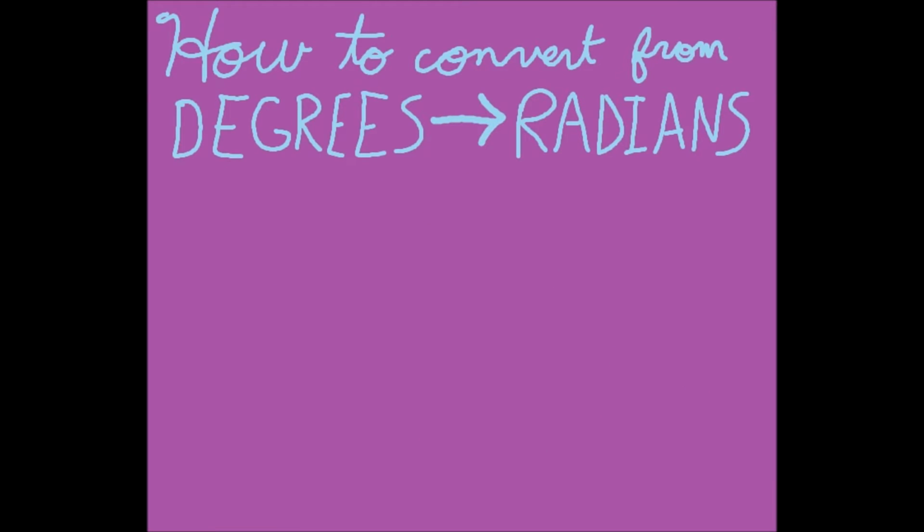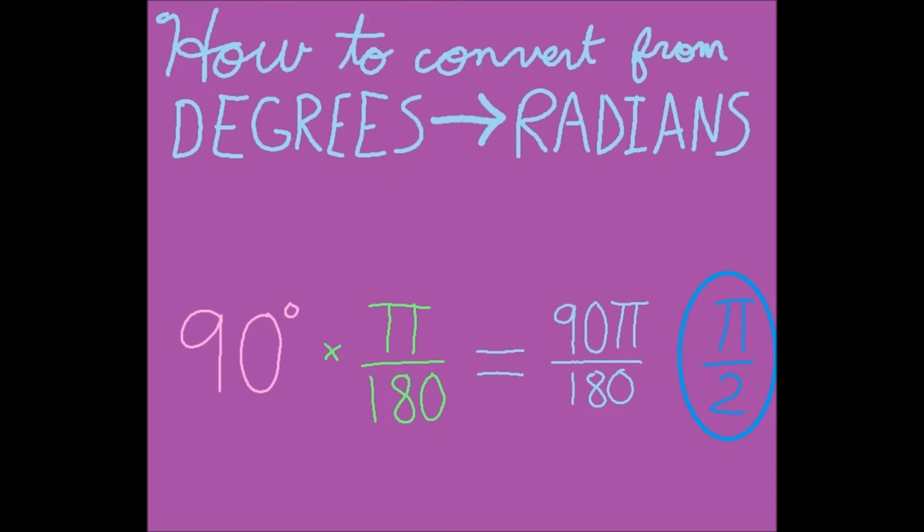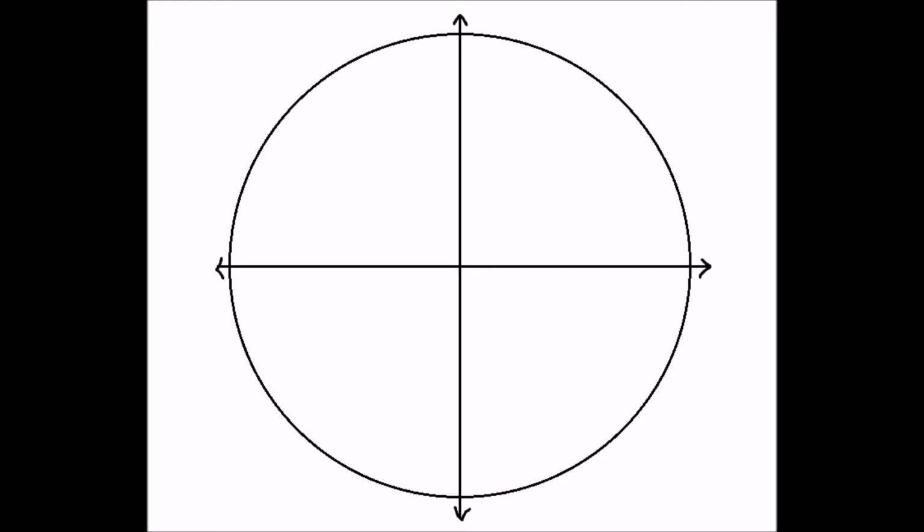Now that we know why radians are important, it's time to learn how to convert from degrees to radians. To go from degrees to radians, take the degree measure and multiply it by pi over 180. This will give you the radian measure. It will be easier for you to remember the radian measure if you have a pattern. We like to think of the angles in terms of the denominator.